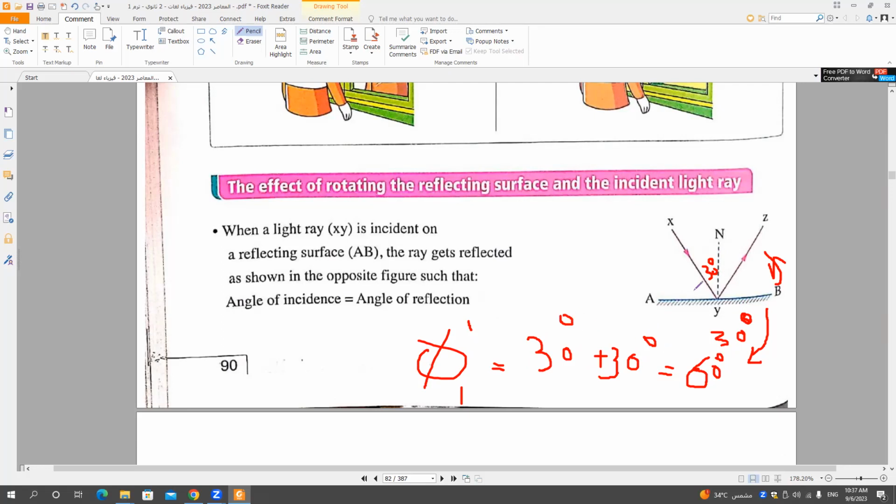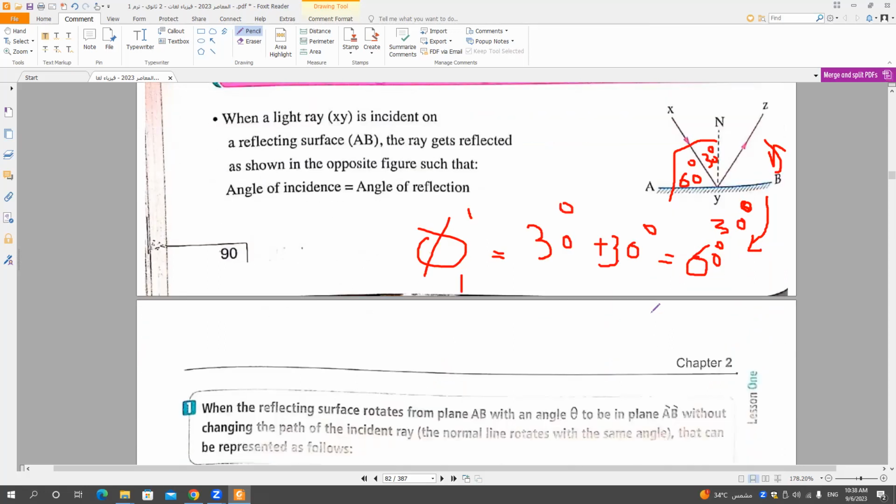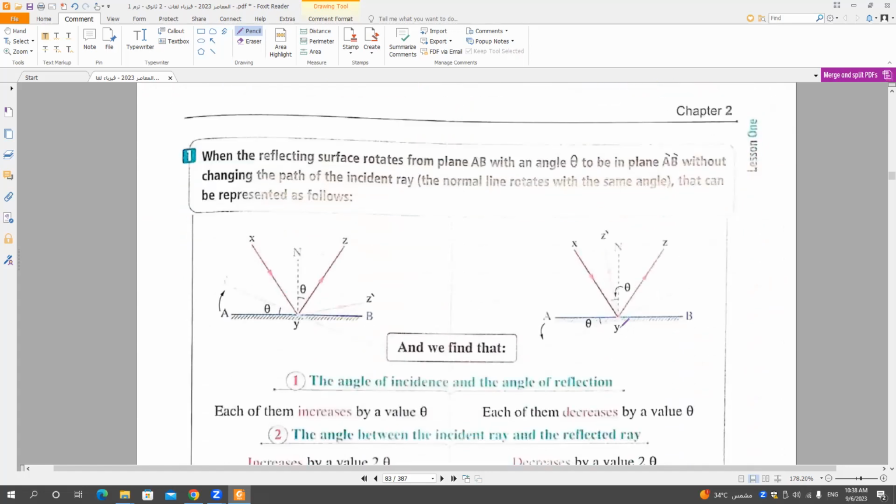Let's calculate this angle. This angle is perpendicular, equal to 90, minus this 30, which equals 60. But in the new case after rotating the mirror clockwise, the angle of incidence will increase by 30, and the angle of reflection will also increase by 30.